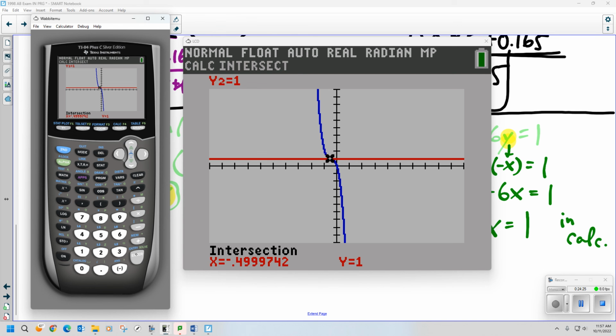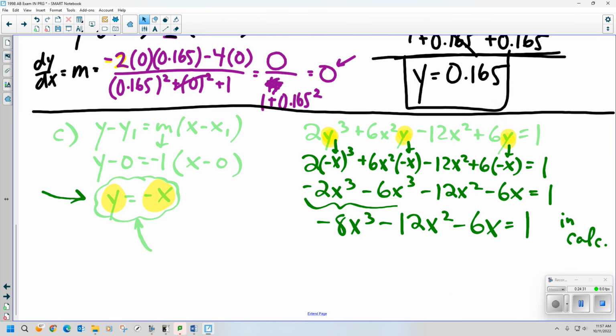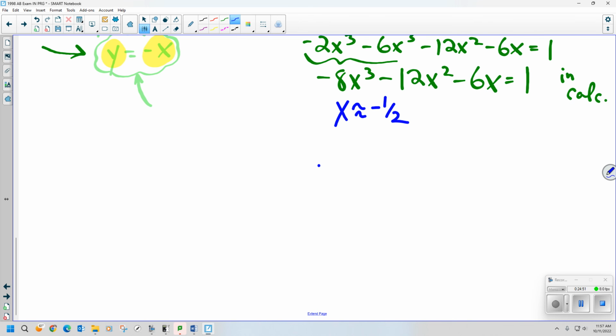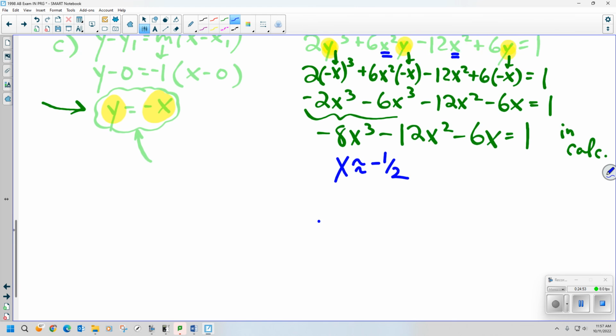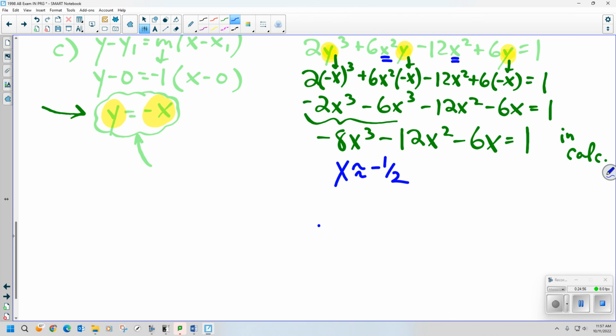-0.49999. I'm going to call that -1/2. So that happens at approximately when x is -1/2. I have my x value. How do I get my y? I've got to put it back into the equation. For every x, it's going to be -1/2. I told you this was a lot of work. If you can get through this, that's remarkable.